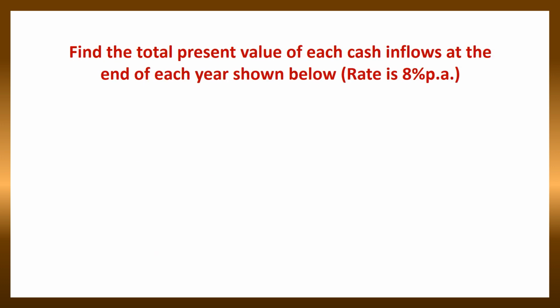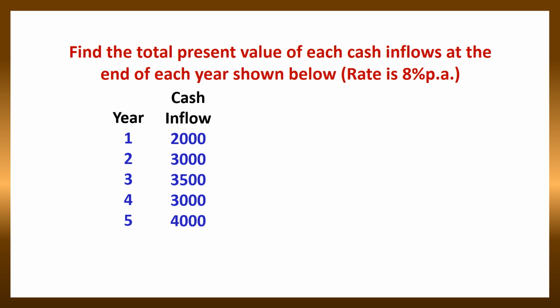Now let us take up another problem. Here we are asked to find the total present value of each cash flows at the end of each year shown below. The rate is 8% per annum. Now 5 years are given and the cash inflows are 2,000, 3,000, 3,500, again 3,000, and at the end of fifth year it is 4,000.